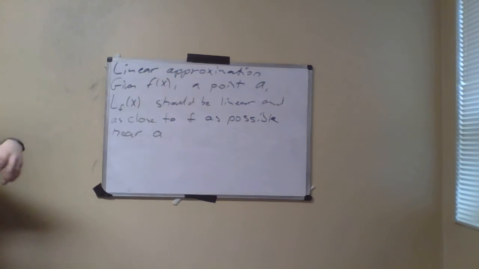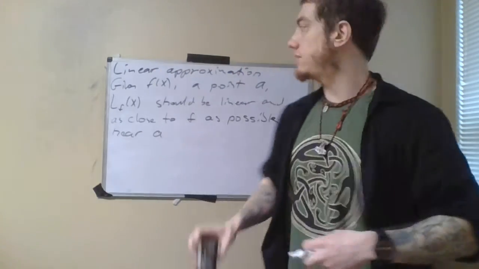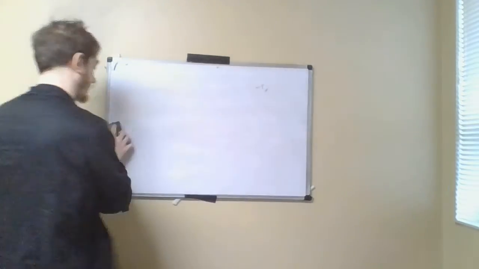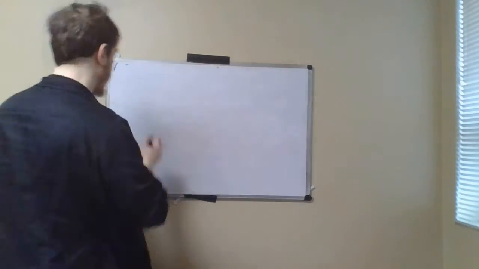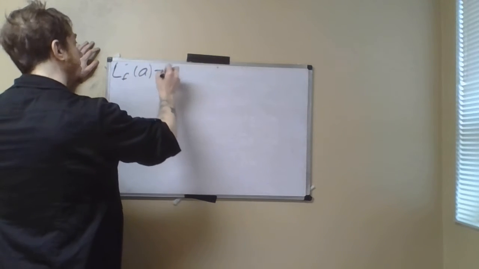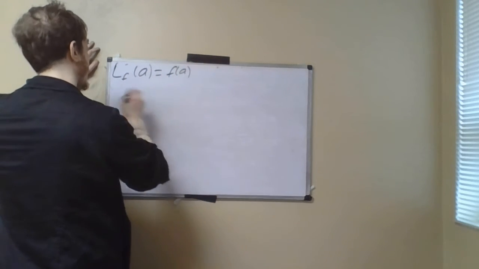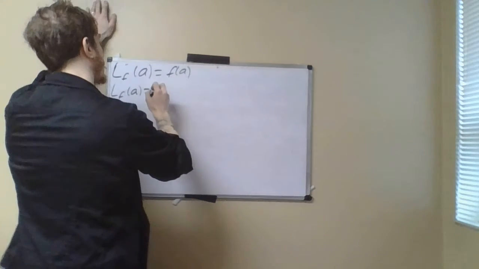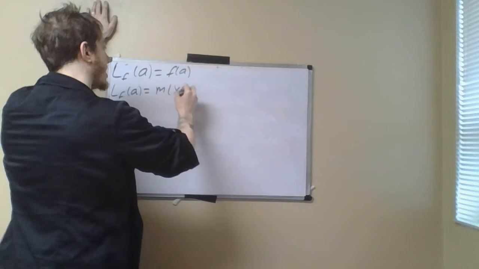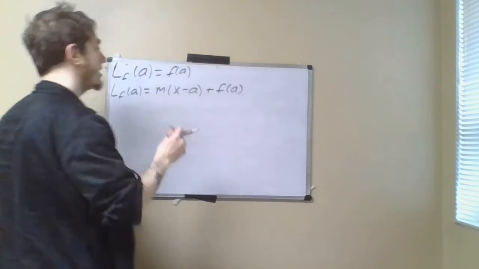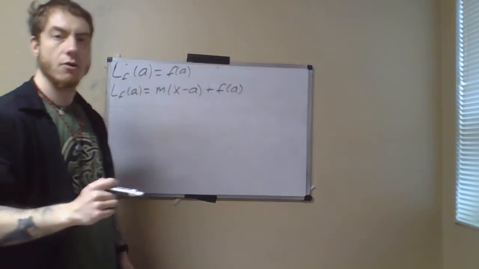Well, what do we mean by as close to f as possible? What we mean by this is the following. First of all, we want to have LF evaluated at A be equal to f of A. This means that LF of A is going to have to be equal to some slope times x minus A plus f evaluated at A. So that much is clear.